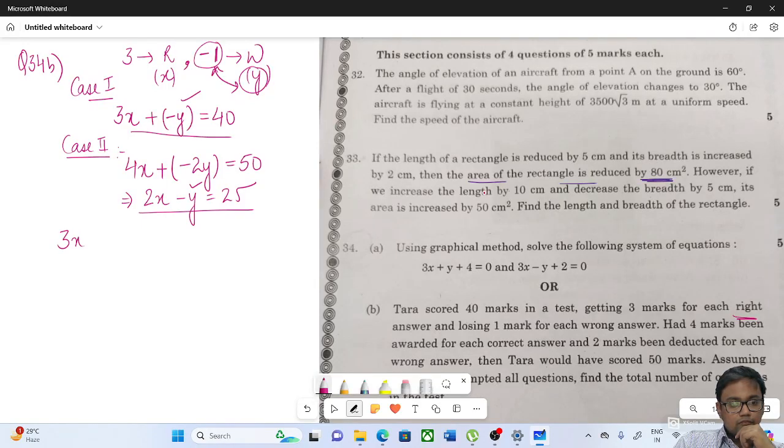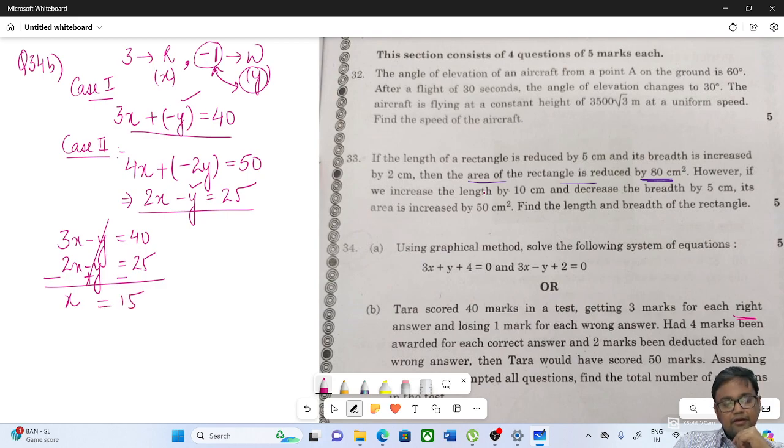So 3x minus y equals 40, and below we will write the second equation. This is how we have learned it in chapter 3 of class 10. We will subtract, so x ये cancel हो जाएगा and it will be 15 right questions.